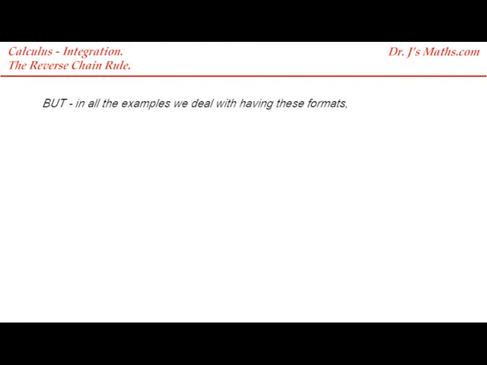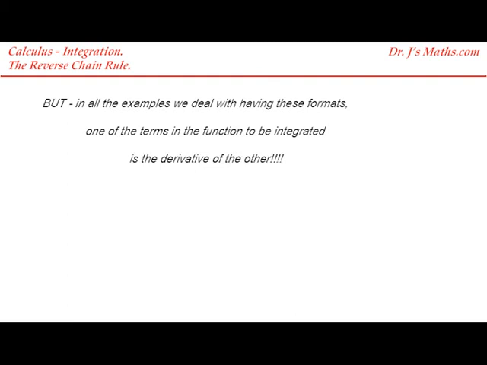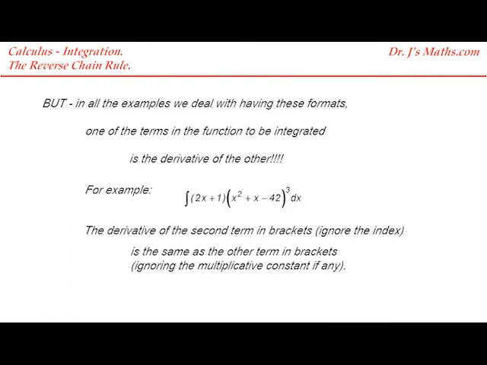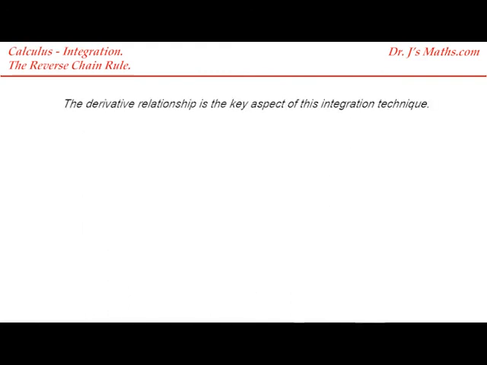But in all of the examples we deal with having these formats, one of the terms in the function to be integrated is the derivative of the other. For example, we might have the integral of (2x plus 1)(x squared plus x minus 42) all cubed dx. Note the derivative of the second term in brackets, x squared plus x minus 42, just ignore the index for now, is the same as the other term in brackets, 2x plus 1, ignoring the multiplicative constant if we have any at all. The derivative relationship is the key aspect of this integration technique.